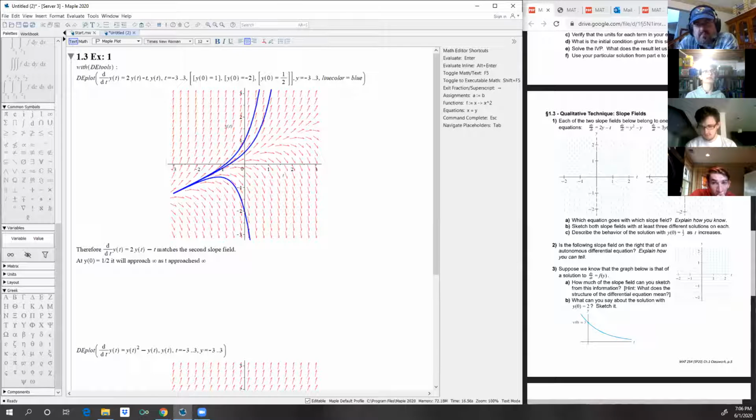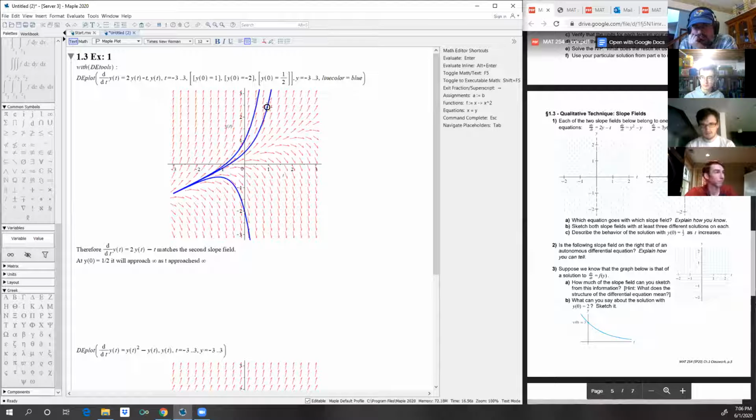And then for part C, it says describe the behavior of the solution at y of 0 equals 1/2. So the initial condition of 1/2. We plotted that right here. This guy right here is a line of the initial condition of 1/2. And we just said that as t approaches infinity, that also approaches infinity.